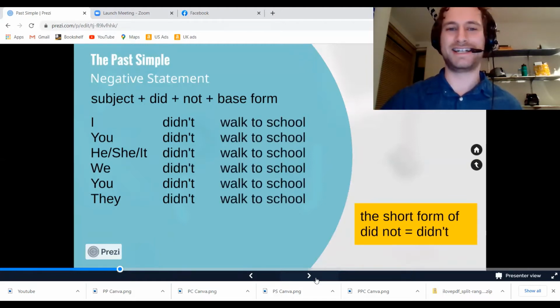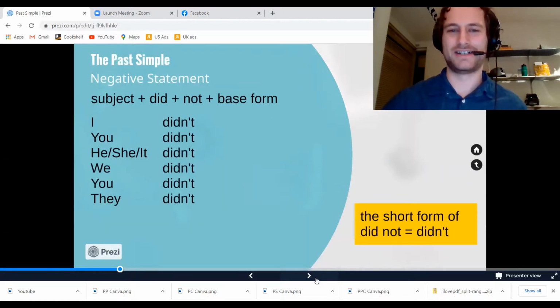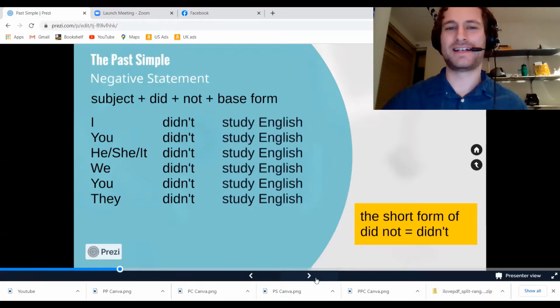So I didn't walk to school. You didn't walk to school. She didn't walk to school. We didn't walk to school. You didn't walk to school. They didn't walk to school. Next up, cook dinner. I didn't cook dinner. You didn't cook dinner. He didn't cook dinner. We didn't cook dinner. You didn't cook dinner. They didn't cook dinner. And our last example, study English.